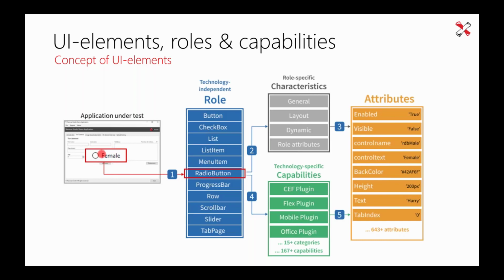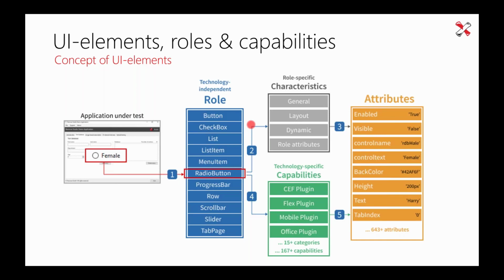First of all, Ranorex tries to map a so-called technology independent role. If no role is found, then there's an unknown role. But now let's imagine Ranorex identifies this UI element as a radio button. So this is a technology independent role. And then we distinguish between so-called role-specific characteristics and technology-specific capabilities. Let's follow this path up here.